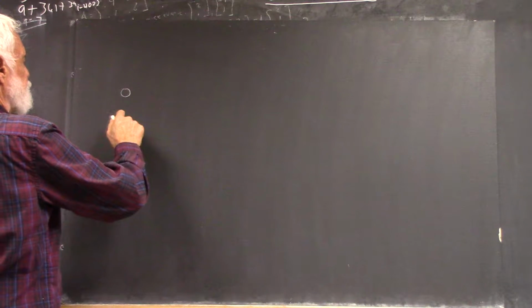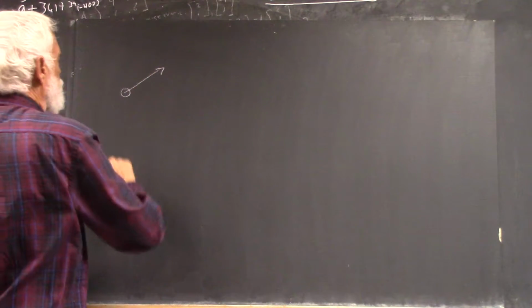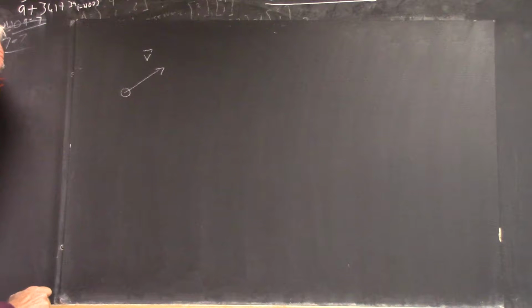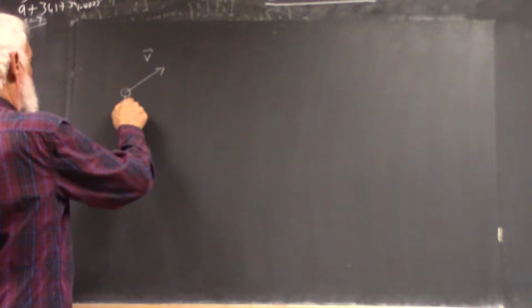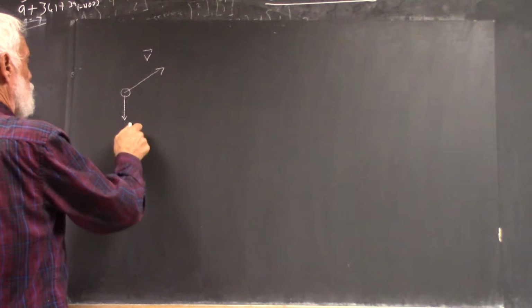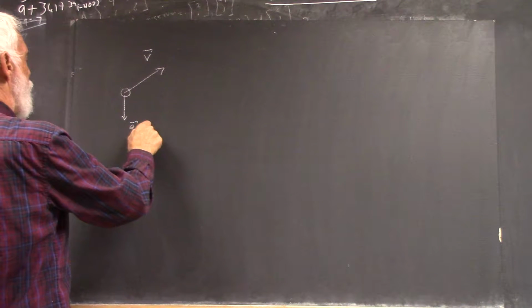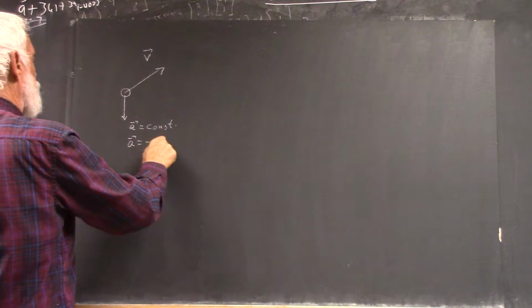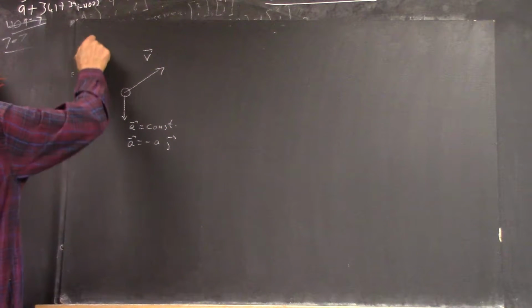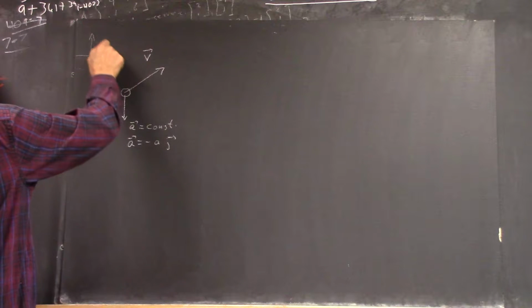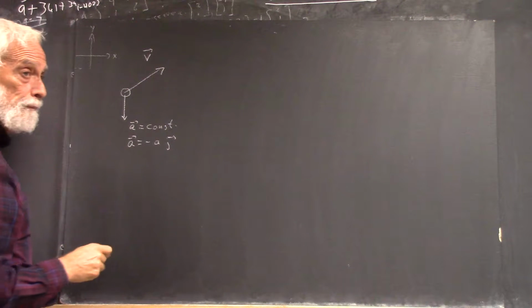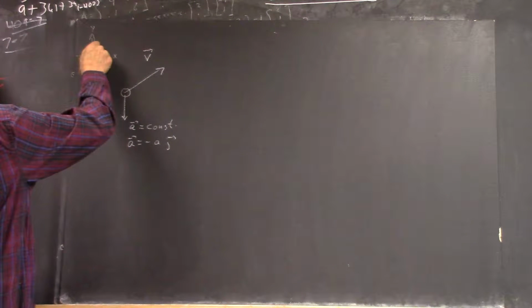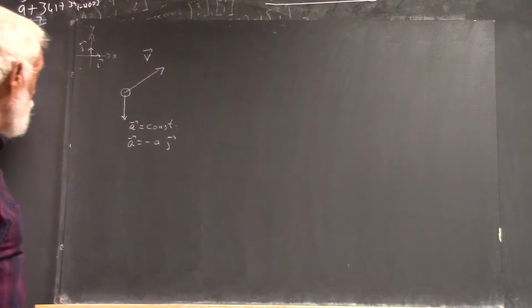Something's moving in some direction, some velocity v. And it's accelerating only in this direction. We assume we've got a coordinate system here, X in this direction, Y in this direction. I is a unit vector in the X direction. K is a unit vector in the Y direction.